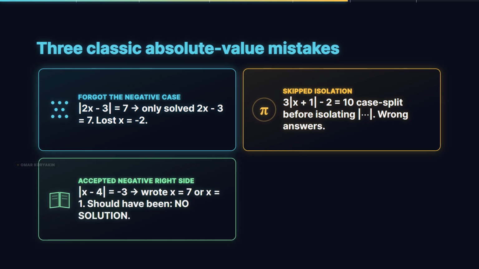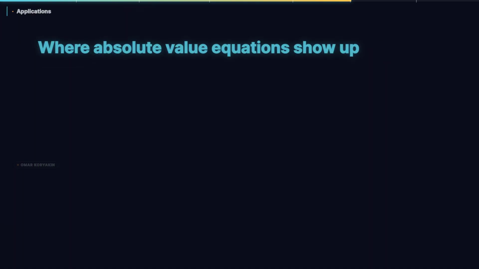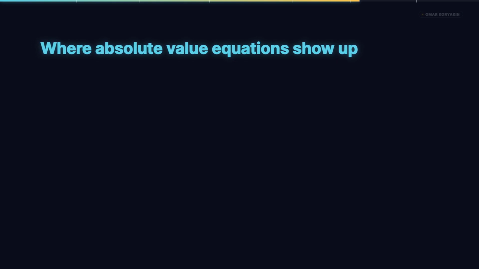The fix is to check the sign of the right side after isolation. If it is negative, write no solution and stop without splitting. Absolute value equations appear constantly in measurement, estimation, and distance contexts across science, engineering, and everyday life. Anywhere a quantity must be characterized by its magnitude regardless of sign, an absolute value equation is the natural modeling tool. 4 broad sectors below.